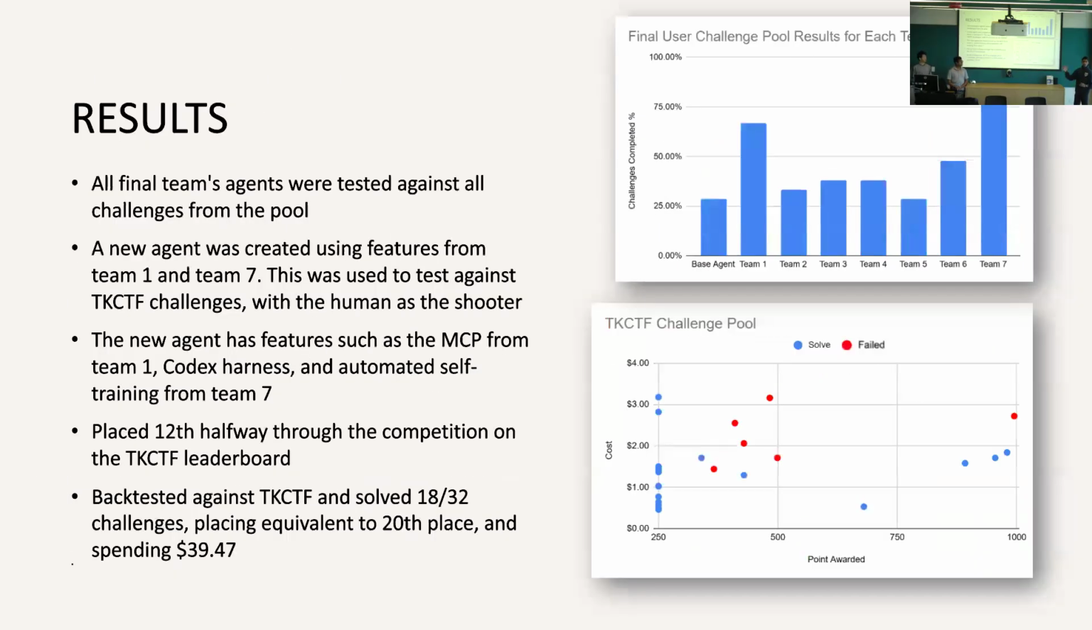After each individual week's progress check, at the end, we all ran against TKCTF. What we did is we combined all of our agents into one combined agent to put the strongest foot forward that we could. After evaluating the results from each individual round and looking at the features of each agent, we decided the best course of action would be to start with my team's agent, Team 7, and incorporate a couple of the MCP servers that Team 1 developed.